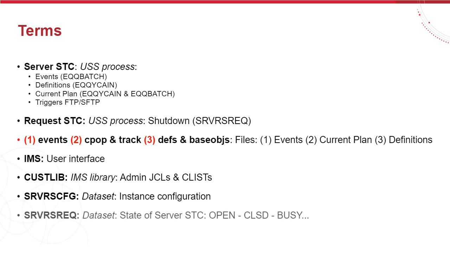SRVRS rec is the dataset in the instance that reflects the state of server STC. When the STC is active but not processing, the dataset contains the code open, indicating it's available for new processing. When the STC is brought down, the dataset contains the code CLSD.